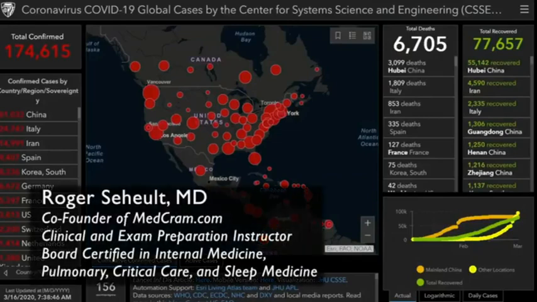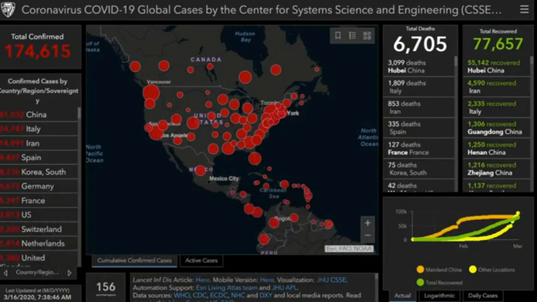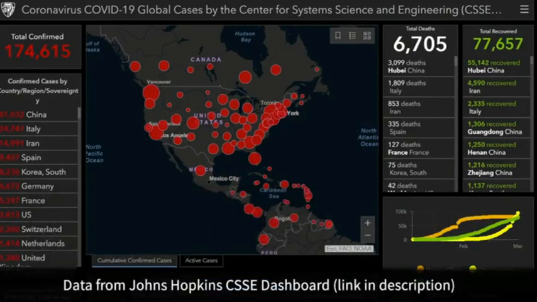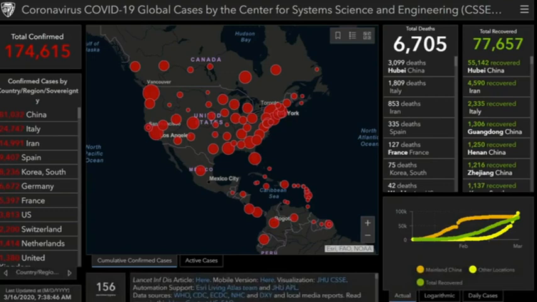Another MedCram COVID-19 update. You can see the numbers here. They are starting to exceed that of mainland China when we look globally. What I wanted to get to today is something that a lot of you have commented on, and that is the receptor for the SARS-CoV-2 virus that causes COVID-19, and that is the ACE-2 receptor. The ACE-2 receptor is how the virus gets into the cell. It's the doorway. And it's more than just a doorway.